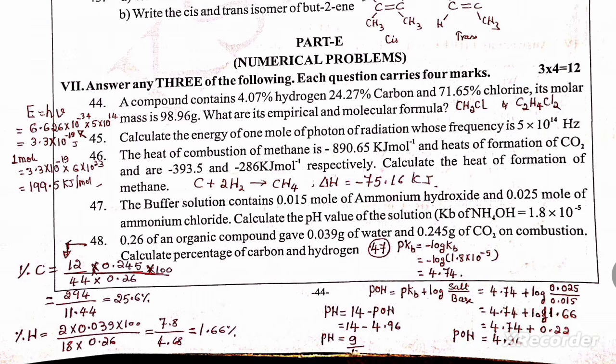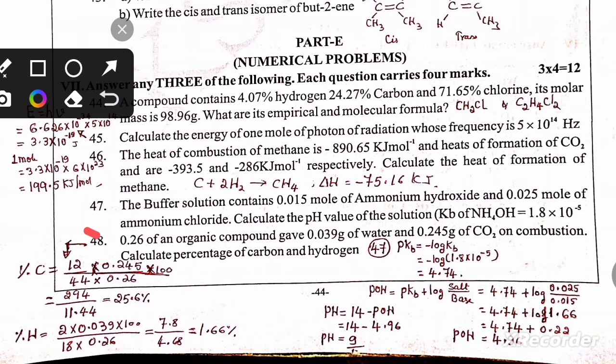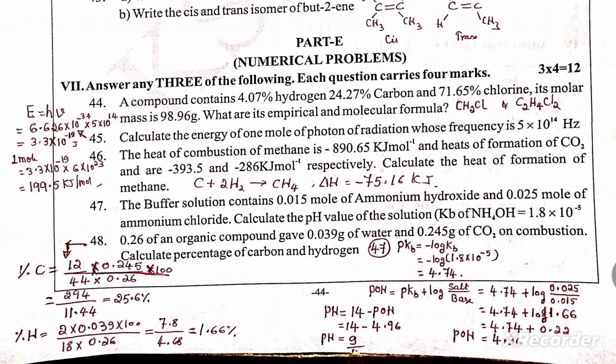Last question from organic chemistry, to find out the percentage of carbon and hydrogen from the given data. So to find out the percentage of carbon, 12 into mass of carbon dioxide, you have to substitute, into 100 divided by molar mass of carbon dioxide 44 into mass of organic compound 0.26. When you calculate, you will get 25.6 percent of carbon.